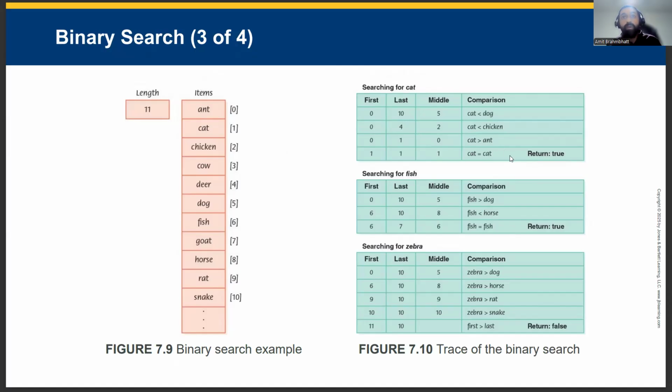And then first, when we are searching for cat, we get true by the fourth iteration. Searching for fish, we get true by the third iteration, and so on. But I don't know if this example makes really good sense or not, so let this sink in. Maybe you can pause the video and look through this and try to understand it deeply.